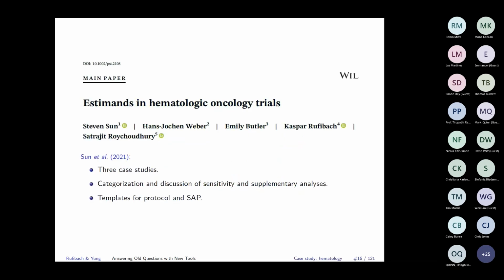If you're interested to learn more, I invite you to go to the Oncology Estimand webpage, oncoestimand.org. There all publications are listed. This is just one publication that discusses this Ratify example and two other case studies in a similar context, in hematology. And it gives you templates for protocol and SAP, statistical analysis plan, formulations of the primary estimand and sensitivity analysis. So if you're interested or just want to learn more about this, I invite you to have a look.